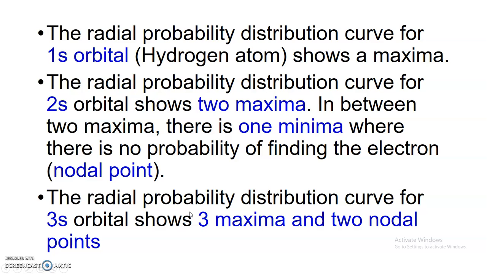And the radial probability distribution curve for 3s orbital shows 3 maxima corresponding to 1s orbital, 2s orbital and 3s orbital, and in this radial probability distribution curve of 3s orbital there are 2 minima corresponding to 2 nodal points. And this is about the orbital wave functions and radial shape of orbitals.